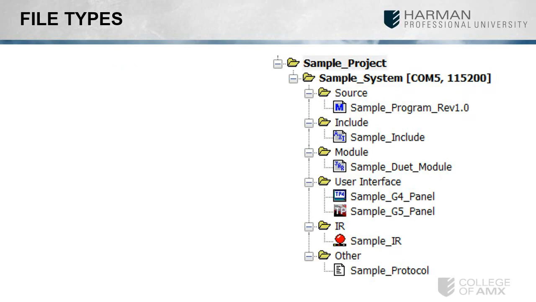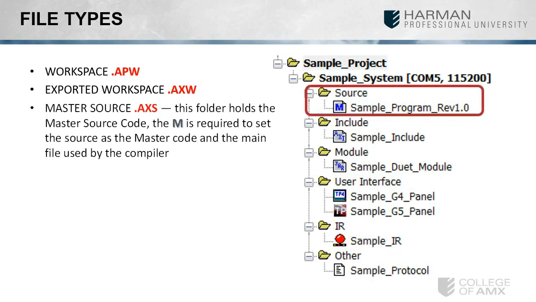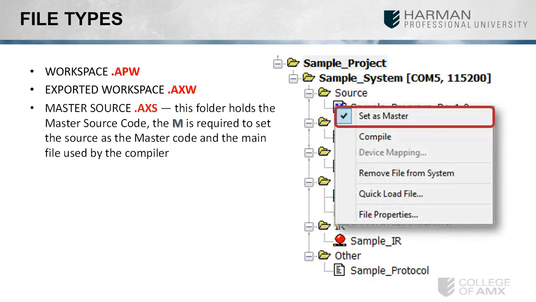Now let's take a closer look at all the individual files that you might find in a workspace. Most importantly, the master source code file and all other source code files associated with the system are created with the AXS extension. Remember, only one source code file can be specified as the master source code file in each system. It is designated by the capital M in its icon. Should you decide to assign a different AXS file as the master source code, simply right-click on the file and select Set as Master.